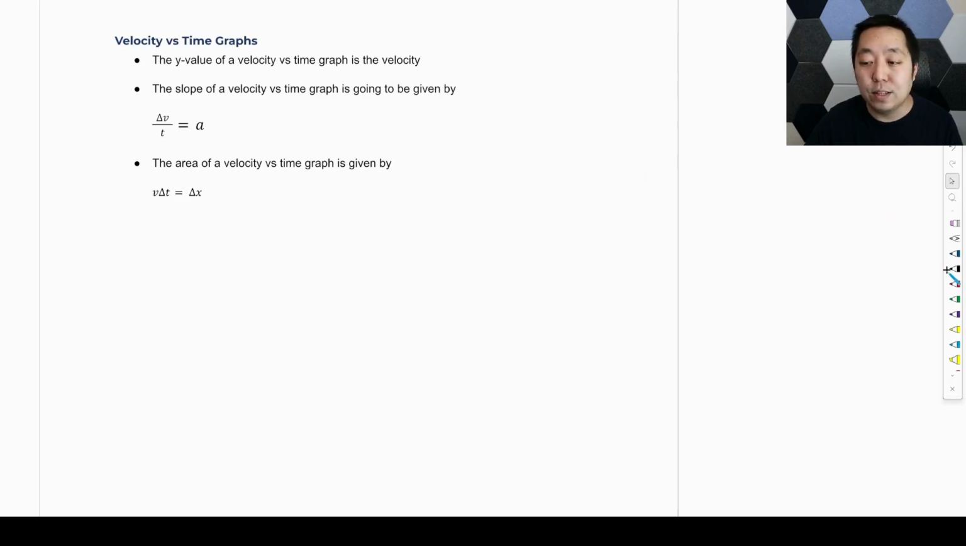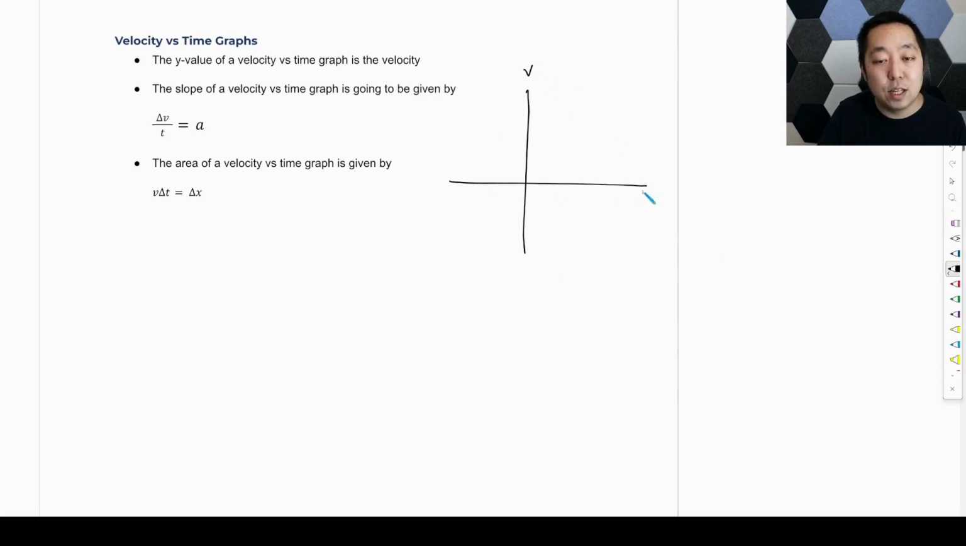So now we're going to look at a velocity versus time graph, okay? That's where we have the velocity on the y-axis and the time on the horizontal axis. And so the slope is going to be the change in that y variable over the change in that x variable, right? And that's going to be our average acceleration. Whether it's average or instantaneous depends on whether you're doing an instantaneous slope or an average slope, right?